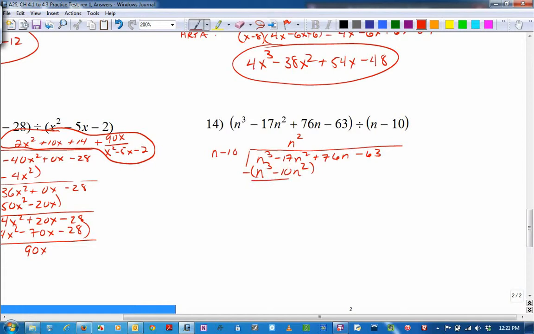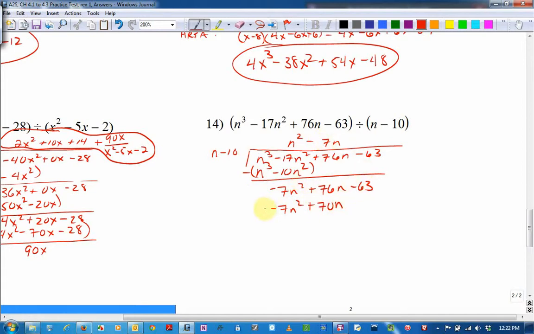Subtract. So 1 minus 1 is 0. 17 minus a negative 10 is a plus 10. So that's a negative 7n squared plus 76n minus 63. Now let's get rid of the negative 7n squared. So I would have to multiply by minus 7n. That would give me a negative 7n squared. Negative 7n times a negative 10 is plus 70n.